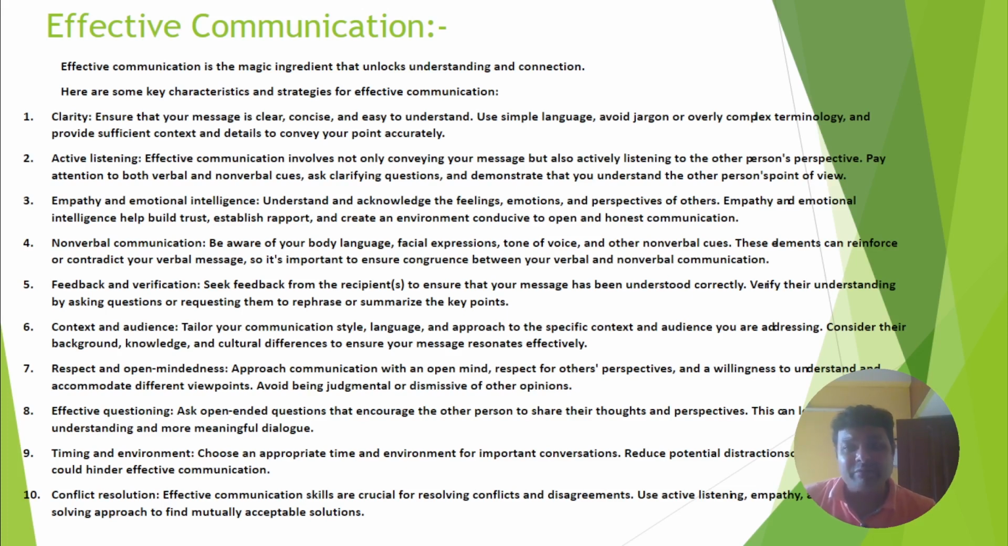Ninth number is timing and environment. Choose an appropriate time and environment for important conversation. And the last one is conflict resolution. Effective communication is also crucial for resolving conflicts and disagreements. Use active listening, empathy, and a problem solving approach to find mutually acceptable solutions. So these 10 points are the key characteristics and strategies for effective communication. I think you all got it.